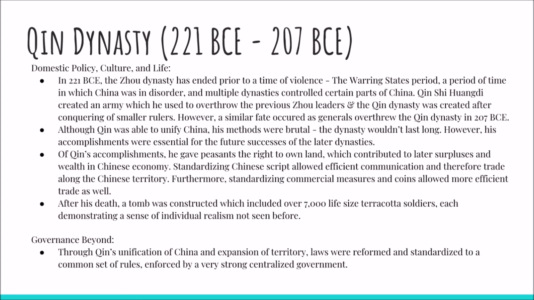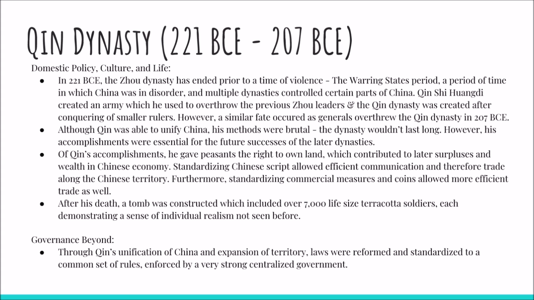However, a similar fate occurred in the end, as generals overthrew the Qin dynasty in 207 BCE. Although Qin was able to unify China, his methods were very brutal. The dynasty would not last long. However, his accomplishments were essential for the future success of later dynasties, such as the Sui, Tang, Song, as well as the success of Han.